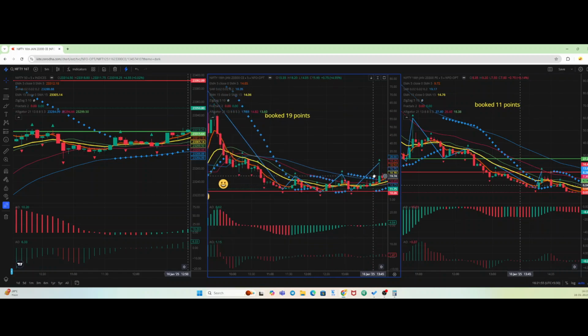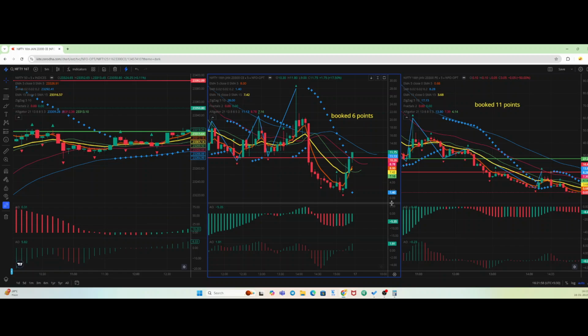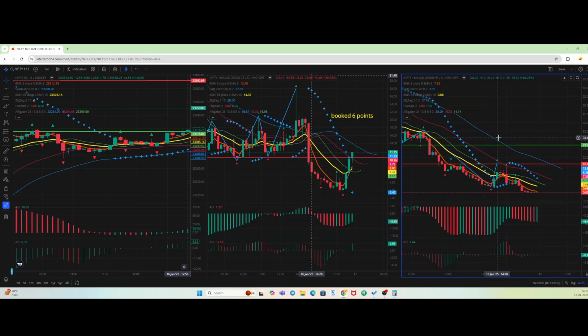Earlier, we booked around 19 points in the CE and 6 points, total 25 points on the CE side. On the PE side, there is a trade in the 3 o'clock candle. You see here, this is the 3 o'clock candle. It was around 4 rupees, which went to 0 around 4.8. So here we booked 4 points.